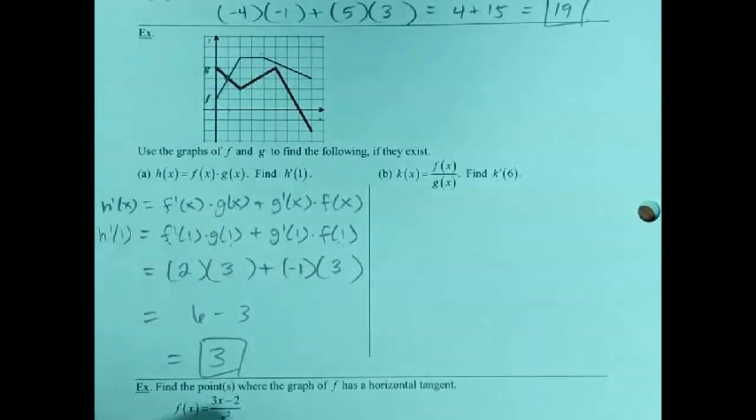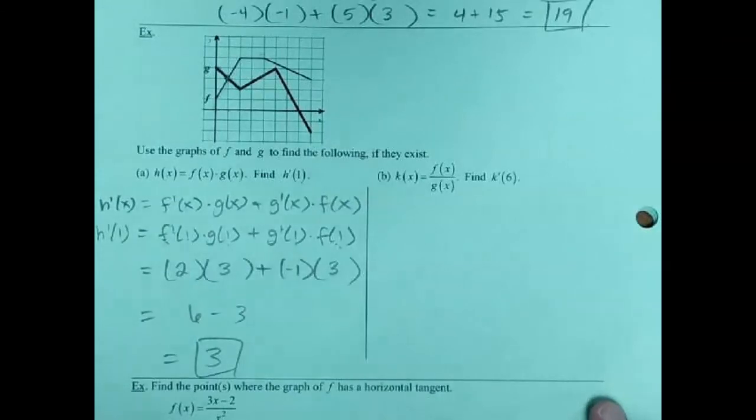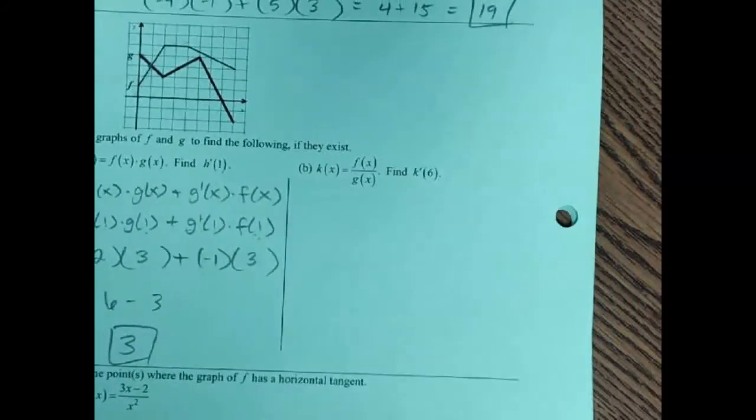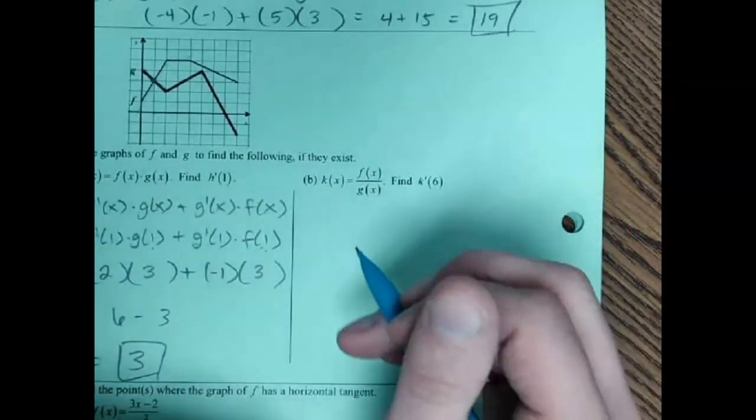2 more examples, then we're done. Good job hanging in there. I'm trying to go fairly quick, but not be reckless. Next one is a quotient rule example. So just same process. It's just going to involve quotient rule. Now here's a pro tip.